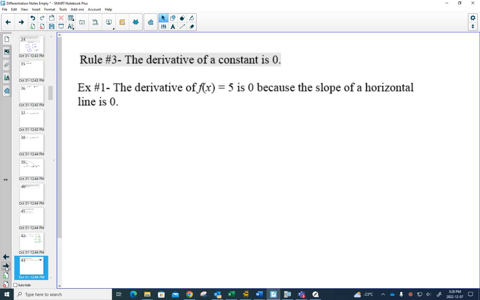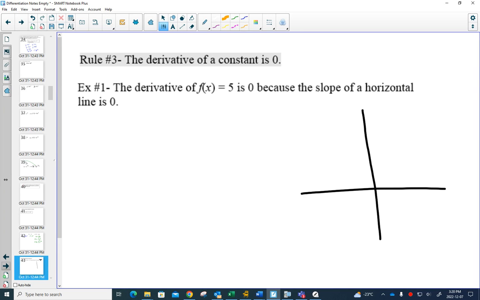Now, the derivative of a constant is equal to 0. This is easy to see graphically because if I graph a constant, it's a horizontal line. Any tangent you put anywhere on a horizontal line will also be horizontal. And what's the slope of a horizontal line? It's 0. Okay?